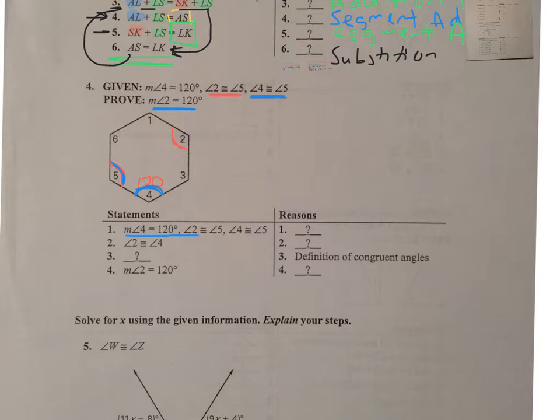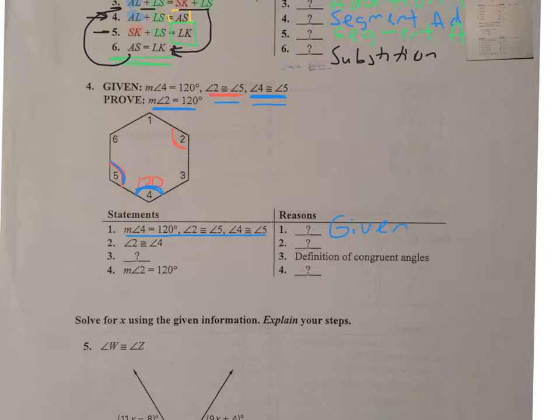Angle 4 is 120, 2 and 5 are congruent, 4 and 5 are congruent. Those are all of our givens right at the beginning. So what else did I say? I said, well, angle 2 and angle 5 and angle 4 and angle 5 are equal to each other. Okay, well, what do I know? I know that I have the transitive property or substitution again.